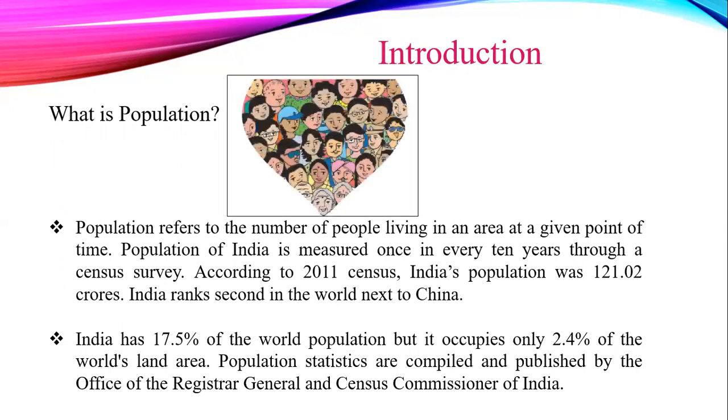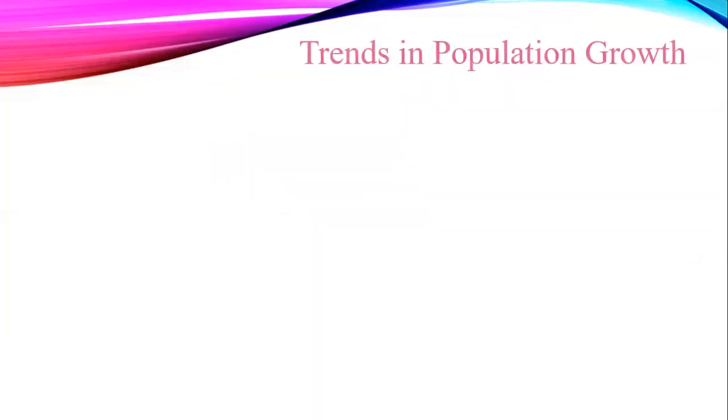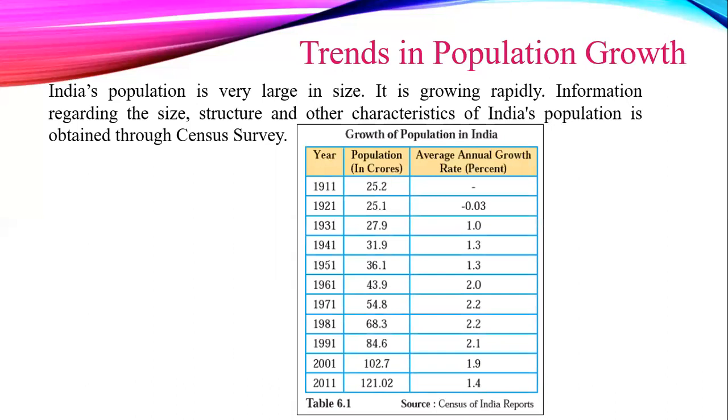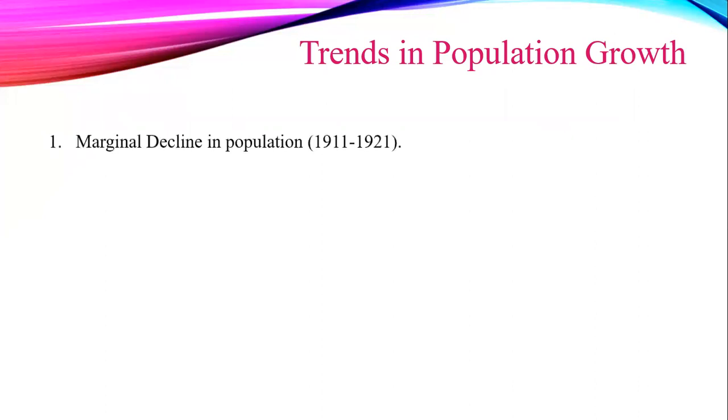Now, students, let us see the trends in population growth. India's population is very large in size. It is growing rapidly. Information regarding the size, structure, and other characteristics of India's population is obtained through the census survey. Now, see table number 6.1, Growth of population in India. Three columns are there: year, population in crores, and average annual growth rate in percent. Now, let us see the trends.